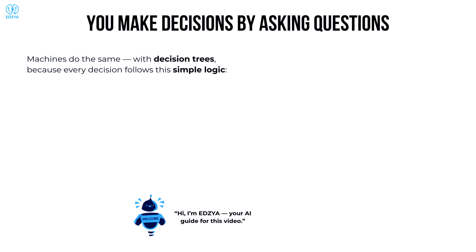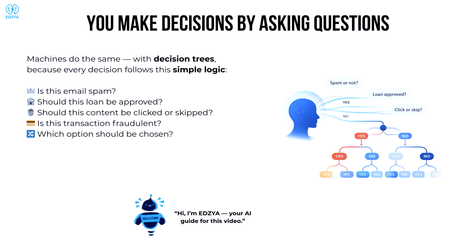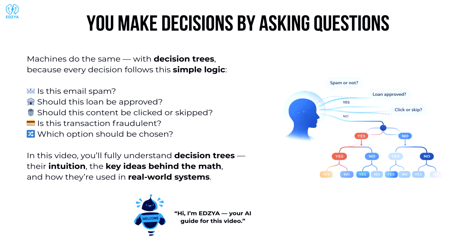You make decisions by asking questions, every single day, often without realizing it. Machines do the same thing, using decision trees, built on a very simple logic. Is this email spam? Should this loan be approved? Click or skip? Fraud or not? In this video, you will understand decision trees, their intuition, the math behind them, and real use cases.